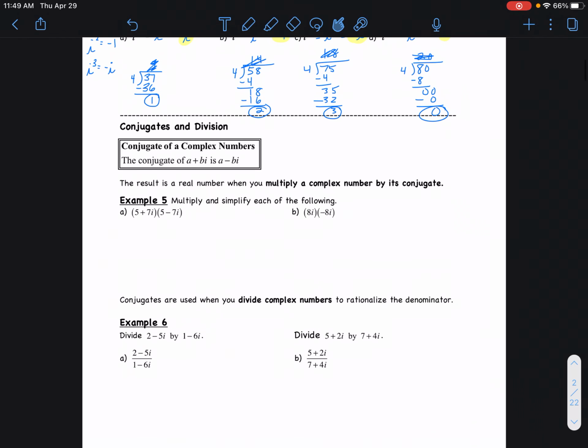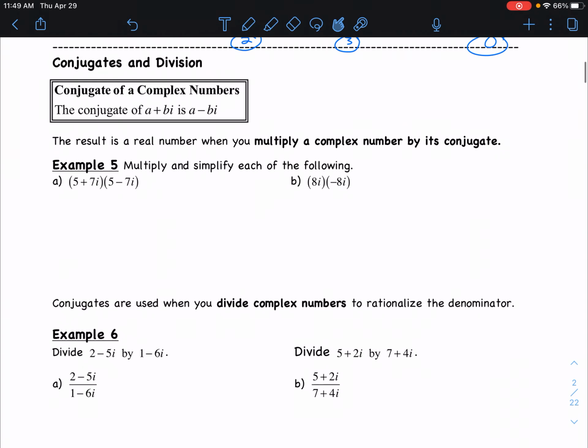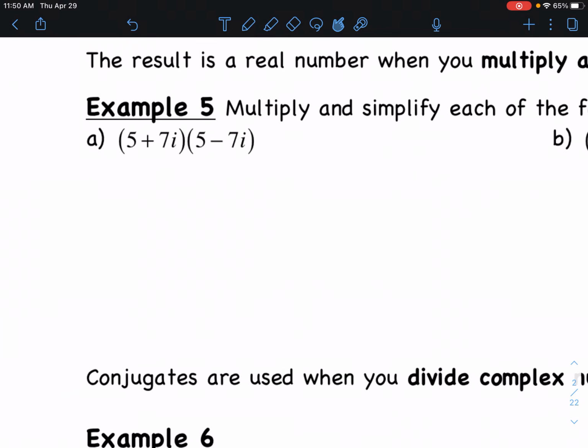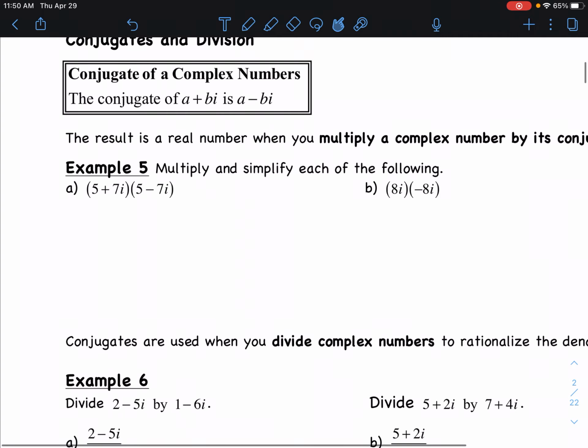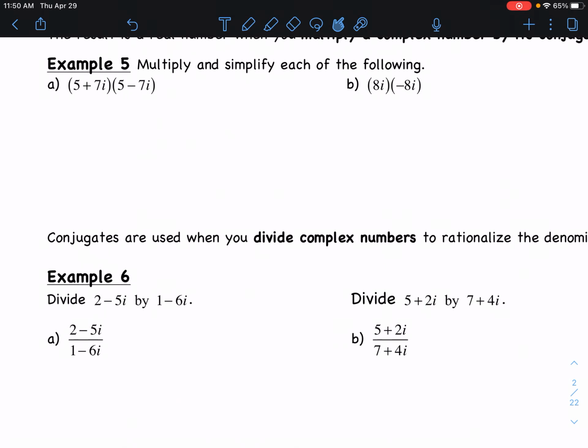Okay, now let's do some more. Conjugates and division. The conjugate of a plus bi is a minus bi. So they are conjugates of one another, as you can see in example 5a. 5 plus 7i and 5 minus 7i are conjugates. And when we multiply two conjugates together, it's actually going to simplify to end up being a real number. So let's show you some proof here. And by the way, this multiplying by conjugates is going to help us to do example 6 down below.